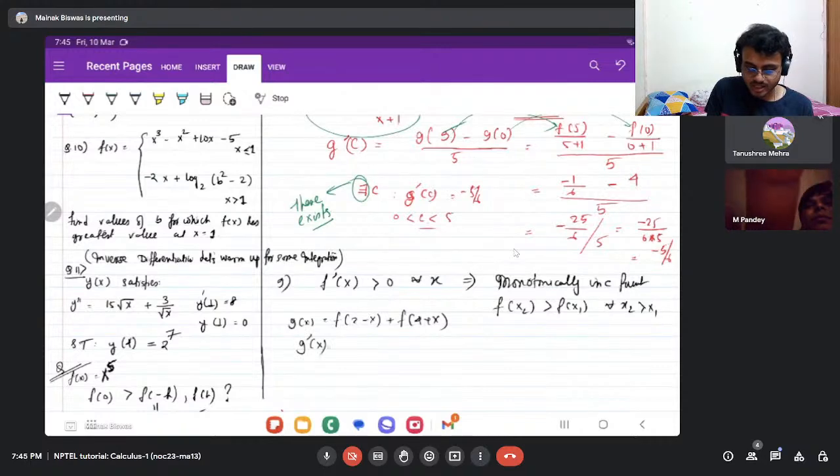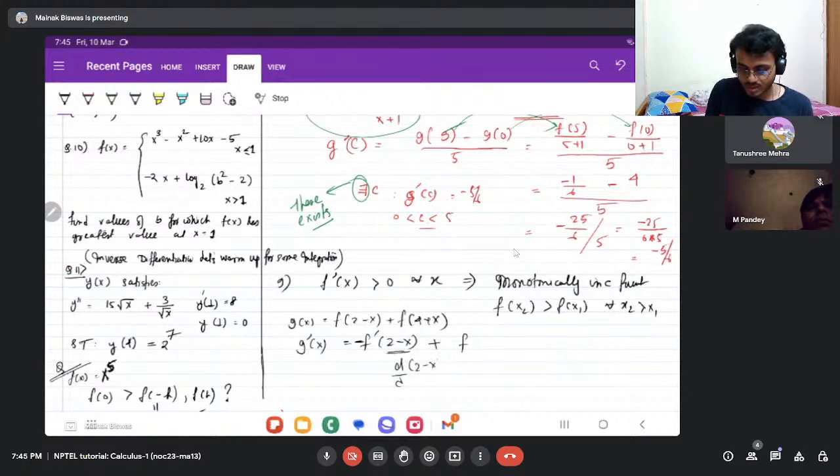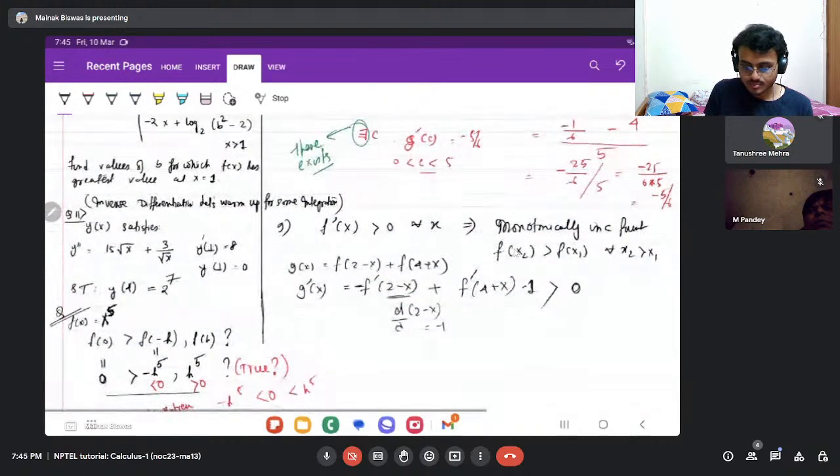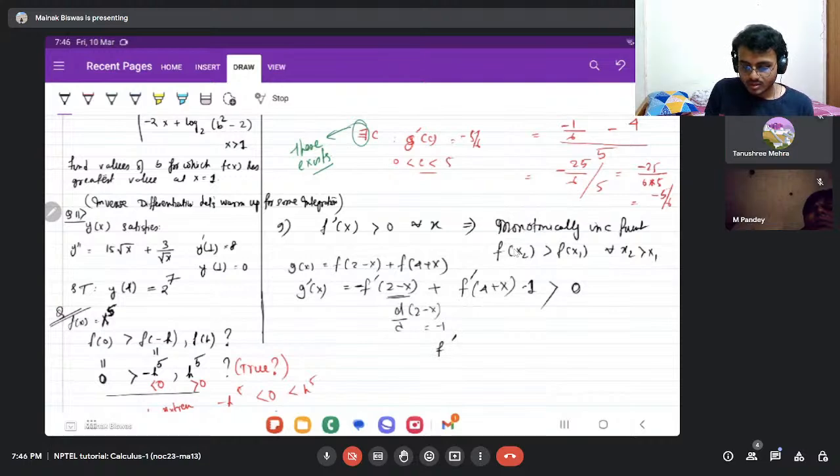So g dash of x is equal to f dash of 2 minus x minus, right? By chain rule, I am differentiating f(x) and then differentiating d/dx of 2 minus x, which is equal to minus 1. Similarly, f dash of 4 plus x into 1, and this should be greater than 0, right? I want an increasing function. Yes, sir. So I want your f dash of 4 plus x to be greater than f dash of 2 minus x, right?